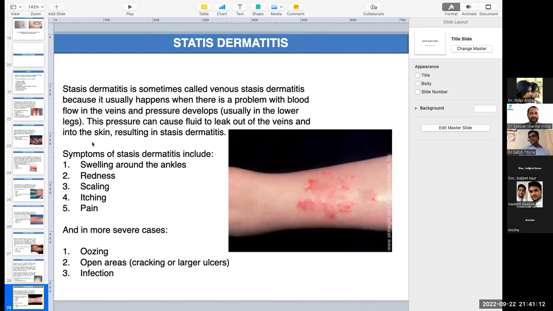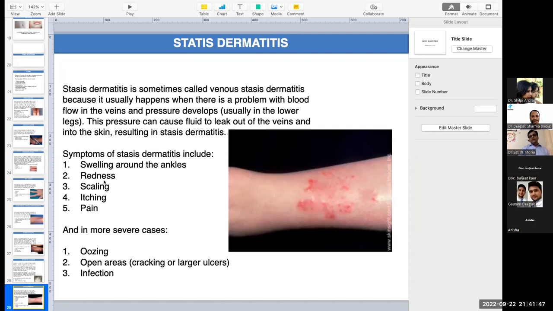Stasis dermatitis is sometimes called venous stasis dermatitis. Because of dependent edema or dependent pressure in the veins, it usually occurs only around the ankle or lower leg. It usually happens when there is a problem with blood flow in the veins and pressure develops. This pressure can cause fluid to leak out of the vein and into the skin, resulting in stasis dermatitis.